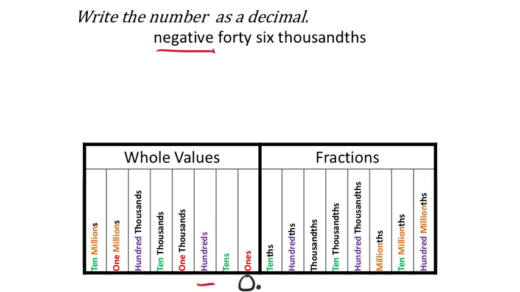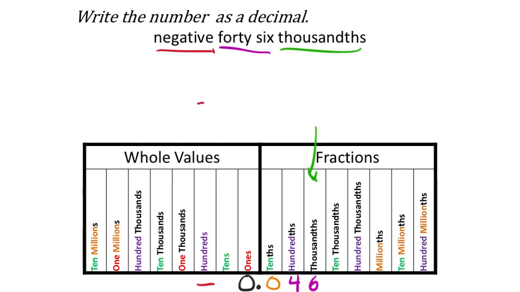Next up, it says that there's 46 of these thousandths. So in the thousandths place value, which is here, I need 46 of those, so that'd be 6 and 4, 46. But then I've got an empty place value with the tenths, and that's where we fill that in with a 0.